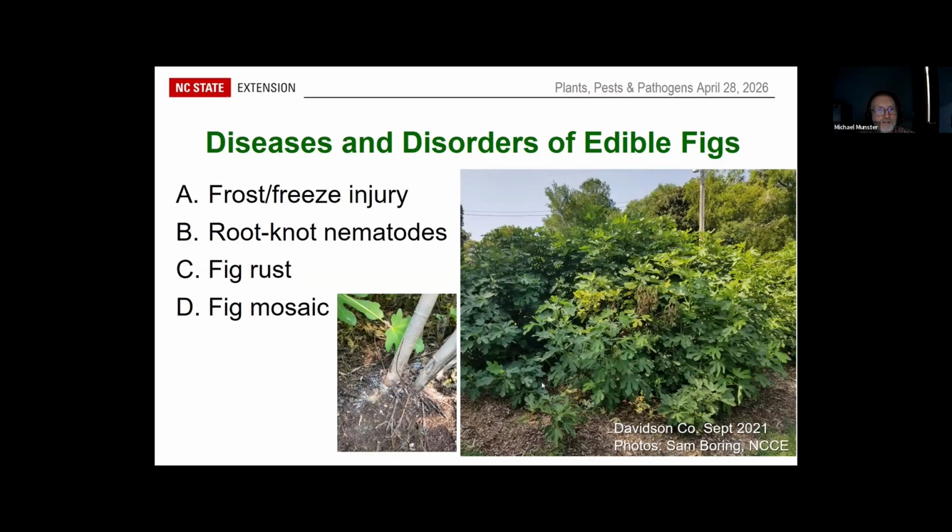And I'm really not going to talk about the frost or freeze injury, except to say that this is also cultivar dependent. So some fig cultivars are going to be more tolerant of the freezing temperatures than others.